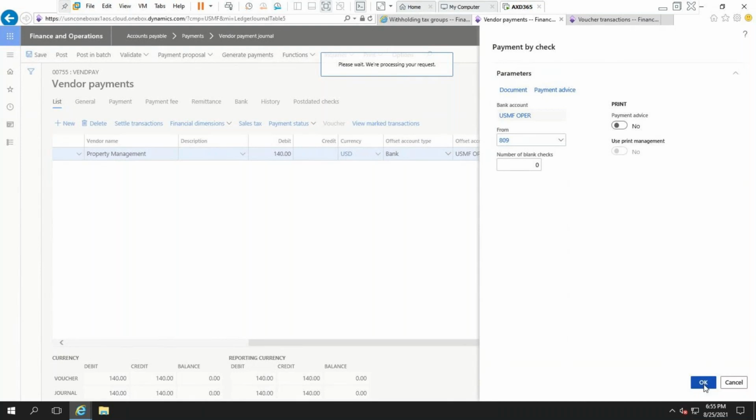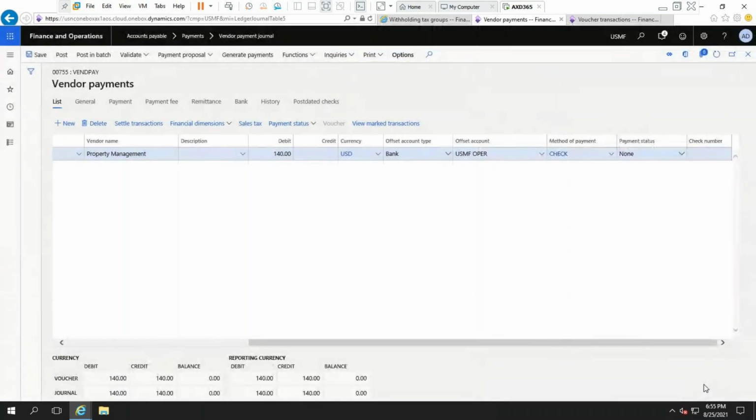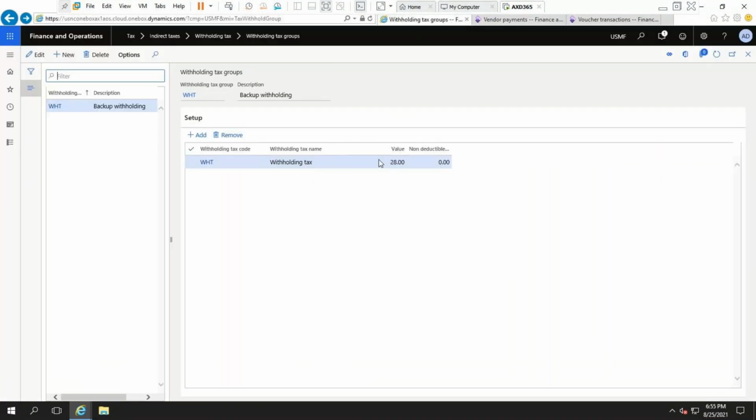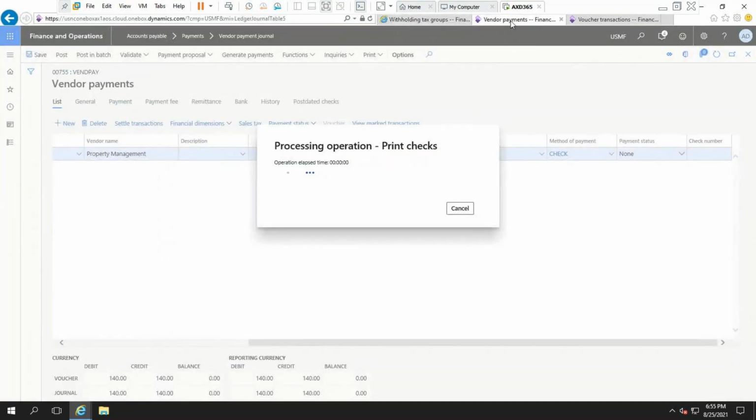The amount which we entered during the purchase order was 200. So we shouldn't be paying the withholding tax here. Why is it 140? With cash discount, the cash discount is $4. 56 is withholding tax, because 28% we have mapped. If you remember, the withholding tax percentage was 28%. So for 200, it is 28 multiplied by 2, which is 56.